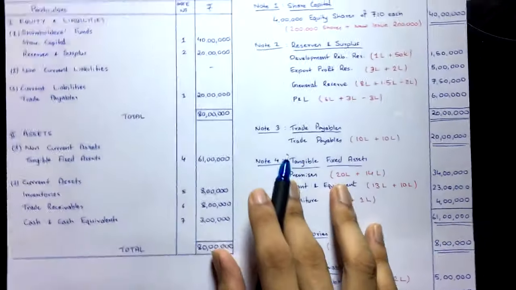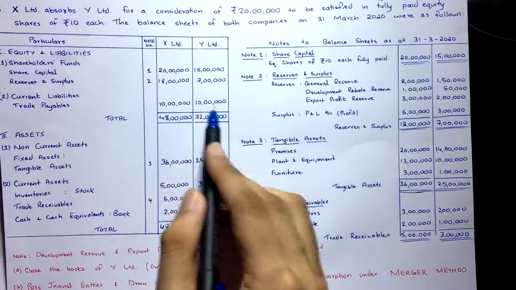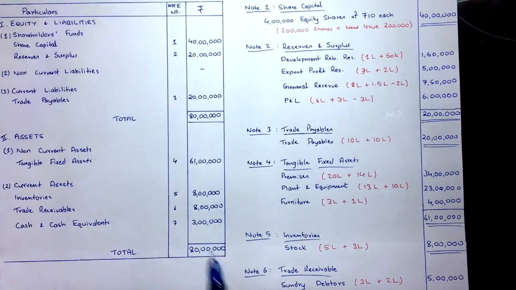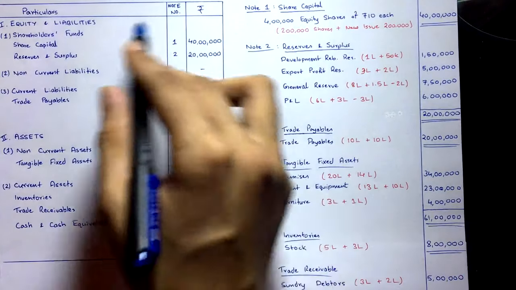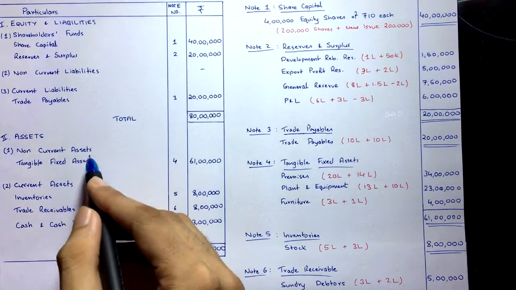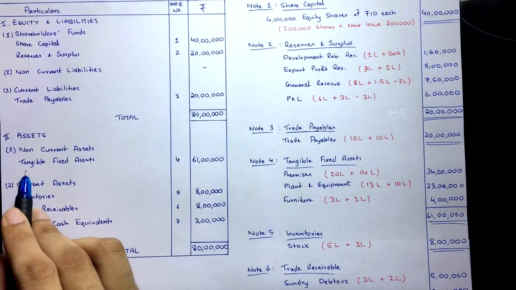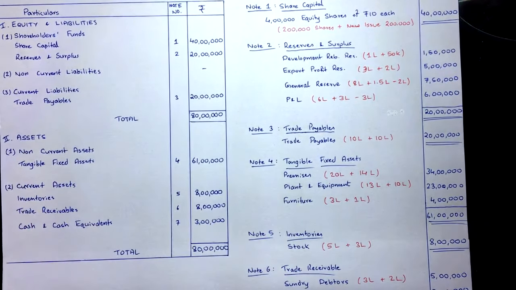So note number 3, see here, 10 lakh plus 10 lakh. I told you, right? Trade payables, 10 lakh plus 10 lakh. And then total is 80 lakh of liabilities. Liabilities are done. So now in the asset side, we have got two types of asset, non-current asset and current assets. Under non-current asset, we have tangible assets, tangible fixed asset, and then we have intangible assets. We don't have intangible here, so leave that.